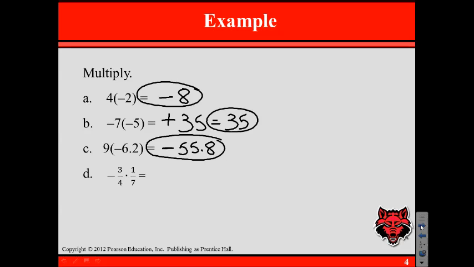On example D, although we are dealing with fractions, we still think of one fraction as being one number, another fraction as being a second number. And here we see that the first fraction, 3/4, is negative. The second fraction, 1/7, is positive. Because they have different signs, the product will be negative. We will still multiply the fractions just as we have in previous sections. Multiply the numerators, which gives us 3. Multiply the denominators, which gives us 28. And the product will be negative 3 over 28.